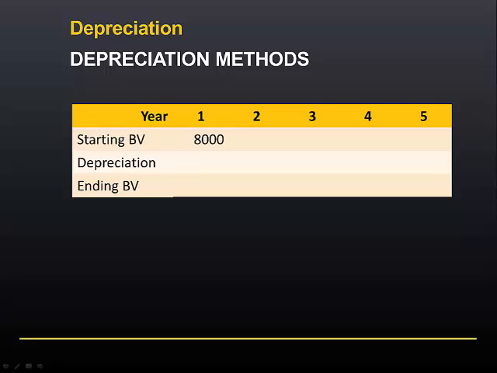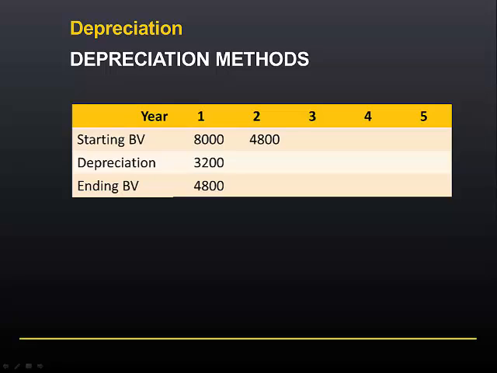In order to calculate the amount of depreciation each year under diminishing value, we can set up a table like this. The book value at the beginning of year 1 is the cost of the machine, $8,000, and as we've established, the depreciation in the first year is $3,200, giving us a book value at the end of the first year, and therefore at the start of the second year, of $4,800.